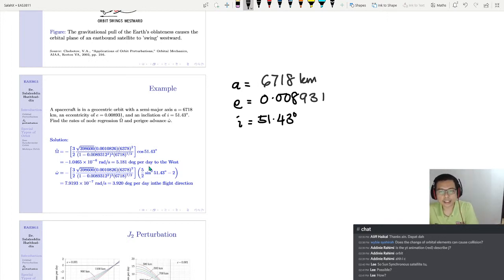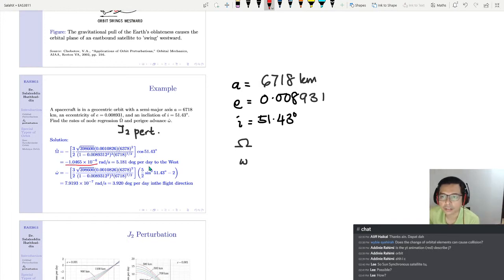Let's say you have an orbit that has these elements, and the question is asking: find the nodal regression, big omega dot, and perigee advance, small omega dot. In other words, you're given these three orbital elements. Next, what you need to do is find how much your big omega, the right ascension of the node, and the argument of perigee are changing due to J2 perturbation. Now you can just plug everything into the formula and you'll get numbers.